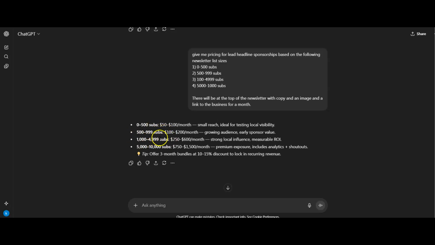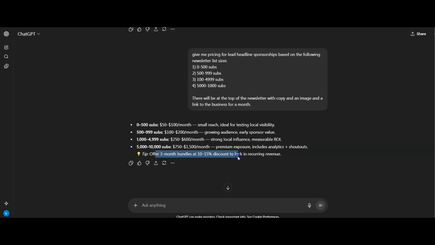1,000 to nearly 5,000, you're looking at 250 to 600 a month. And then we get to 5 to 10,000, you're looking at 750 to 1,500 a month for premium exposure. You can have the analytics. You probably would have grown your social media, so you can have social media shout outs, you can create videos, all kinds of other things that you can add in.